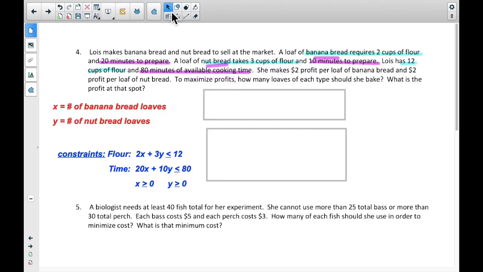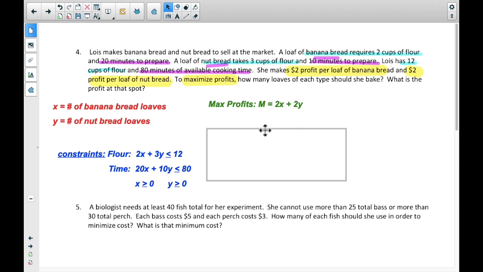We also need to talk about, well, what was the objective? Her objective was to maximize profits. And so we need to now think about how much profit she's going to make. She's going to make $2 per banana bread and $3 per nut bread. So her maximum profit is 2x plus 3y.